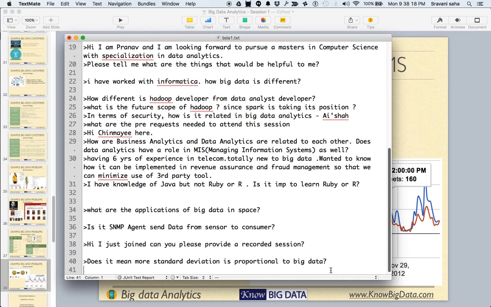Let's say you just picked up 10 records which are very similar in nature, and you try to compute the deviation. Standard deviation is how much the products are differing from each other. So it all depends. It's just that as the data grows bigger, you move towards the truth.